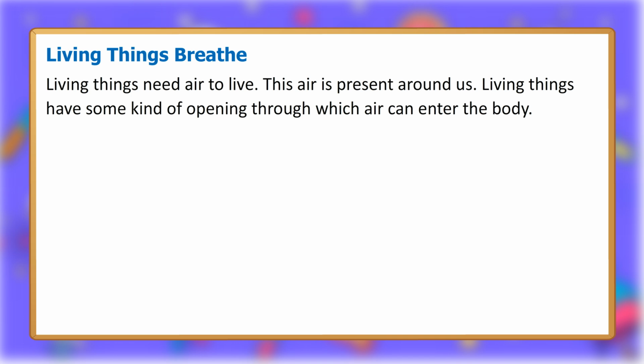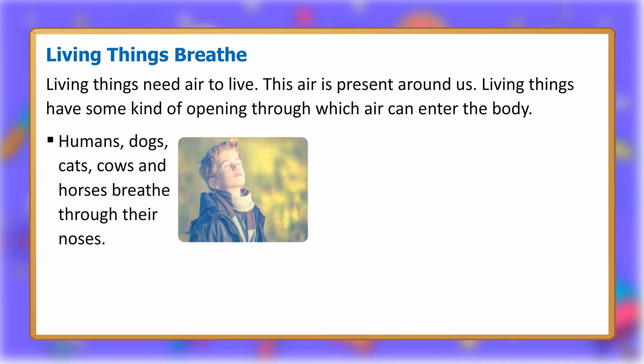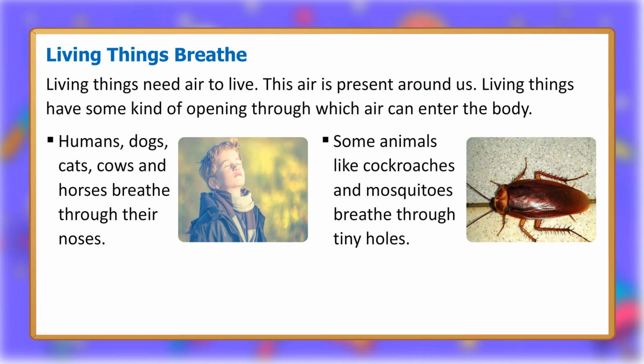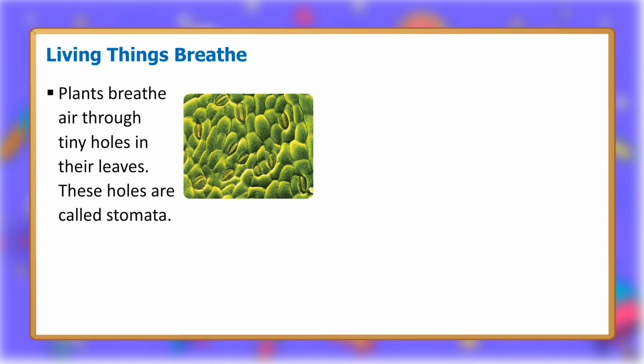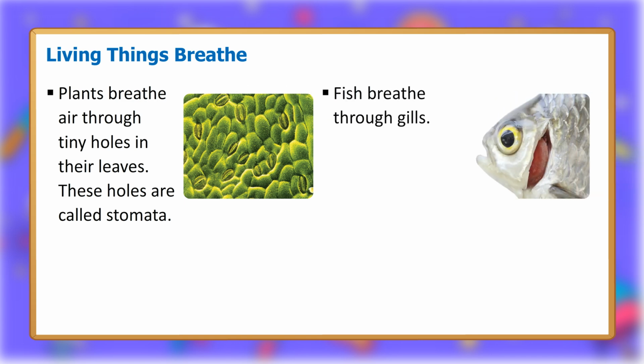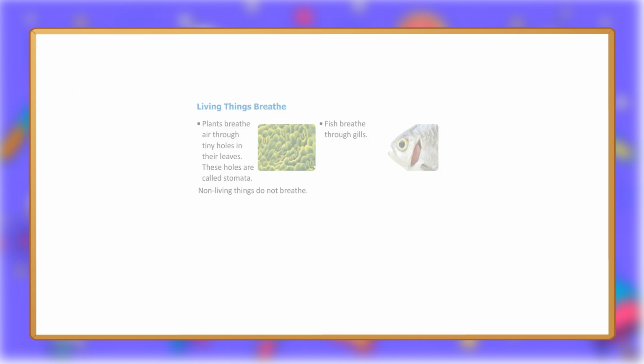Living things breathe. Living things need air to live. This air is present around us. Living things have some kind of opening through which air can enter the body. Humans, dogs, cats, cows and horses breathe through their noses. Some animals like cockroaches and mosquitoes breathe through tiny holes. Plants breathe air through tiny holes in their leaves. These holes are called stomata. Fish breathe through gills. Non-living things do not breathe.